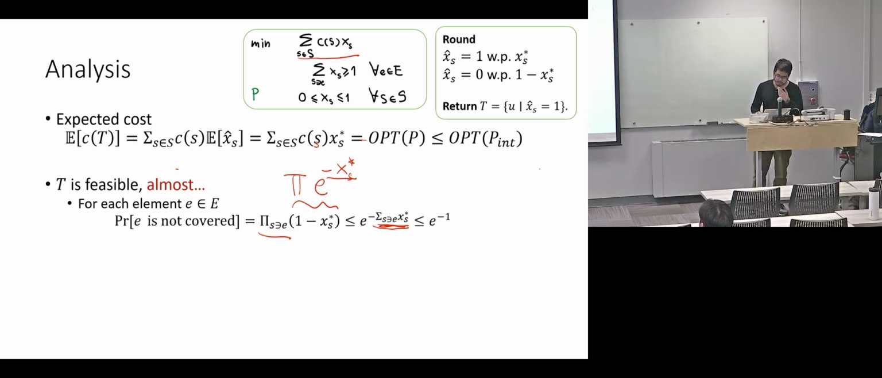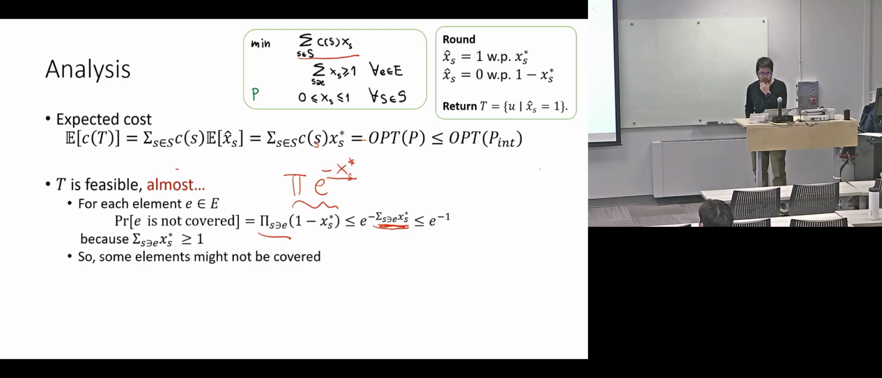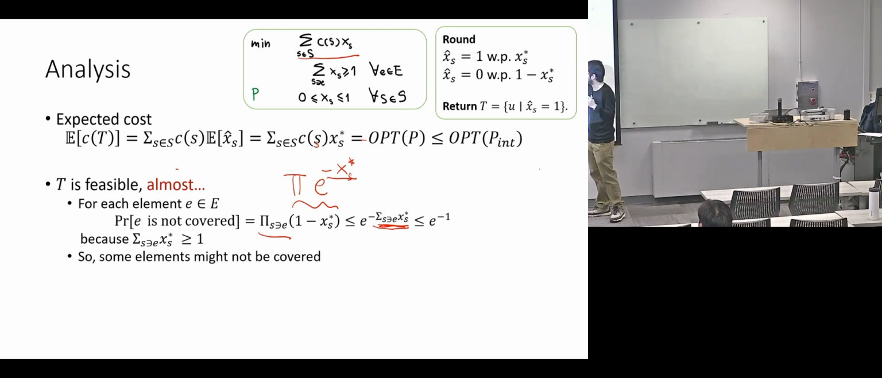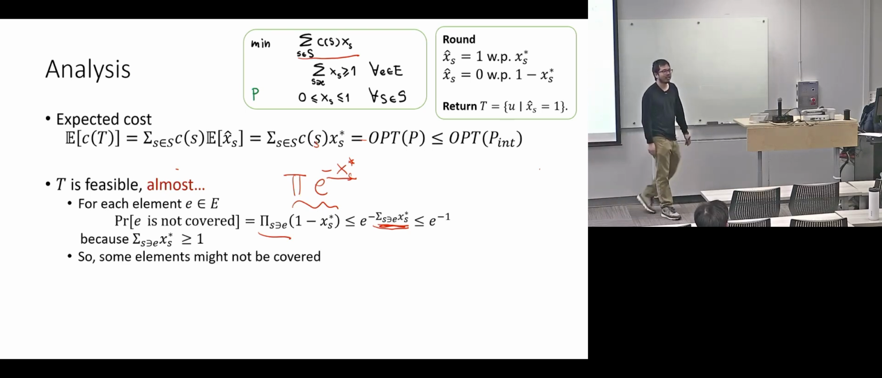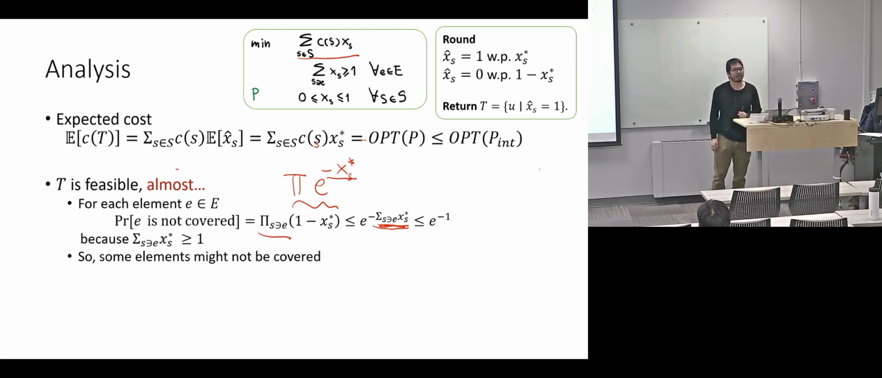Some element may not be covered. There is a quick fix. If you choose some random sets and you know that each element is not covered with at most half probability, maybe any suggestion how to fix this? This might be expensive, but you can just do it multiple times. If you find that you don't have a valid set cover, you just repeat the algorithm. Exactly. Just keep repeating until you have a valid one. Good.